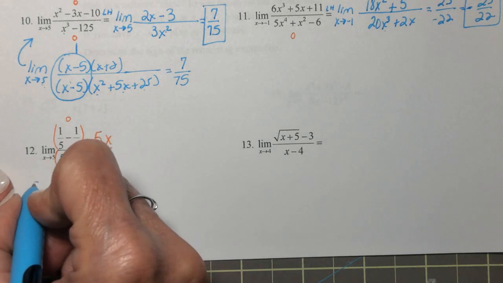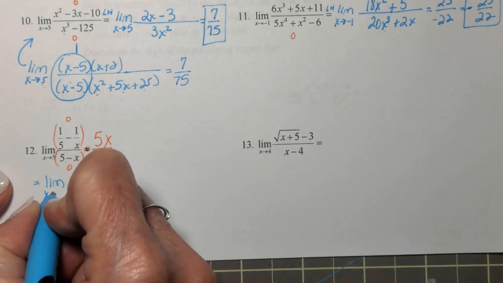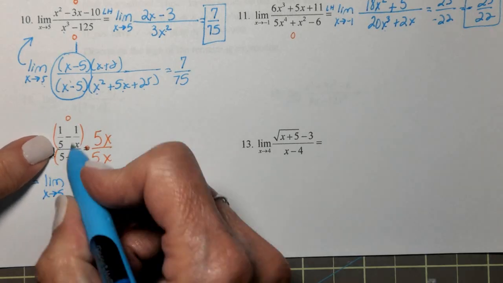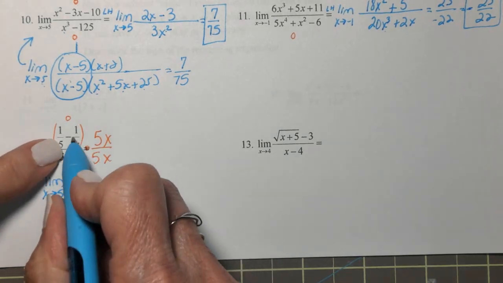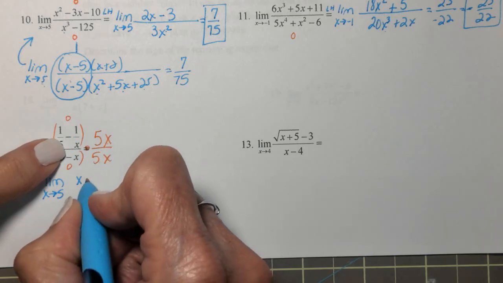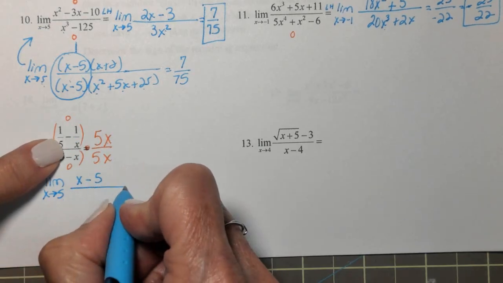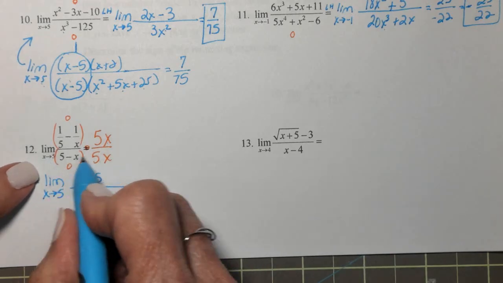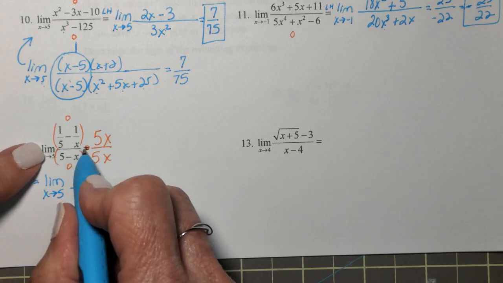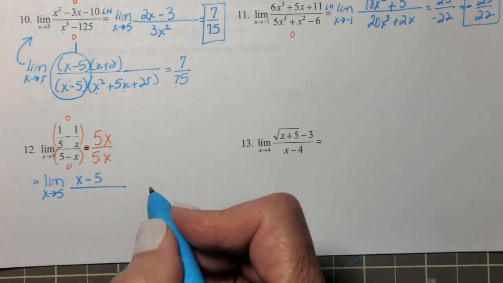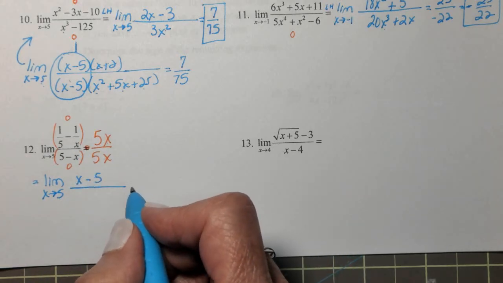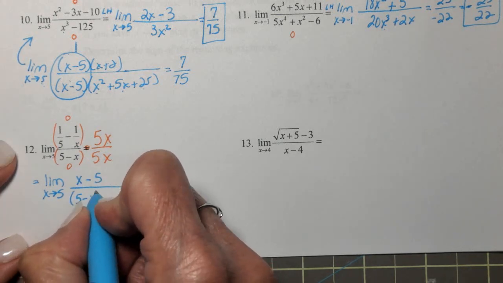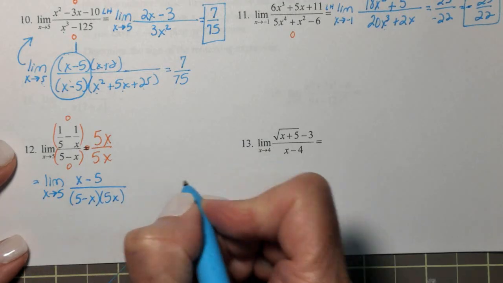All right, so we're going to rewrite this limit. 1/5 times 5x is x. Negative 1 over x times 5x is negative 5. So we are left with x minus 5 on top. On the bottom, I'm not going to distribute like I did up on top because I will just have to turn around and factor it again. So I'm going to leave this as 5 minus x times 5x on the bottom.